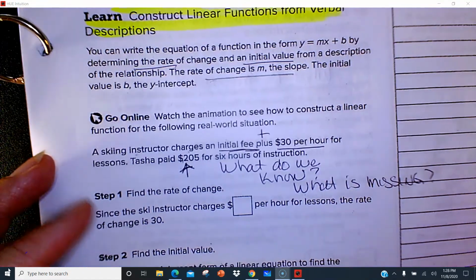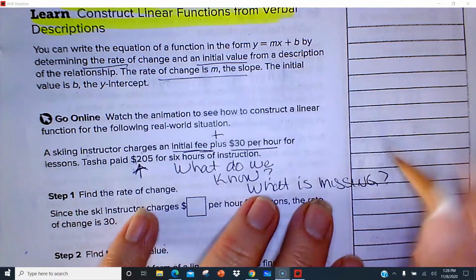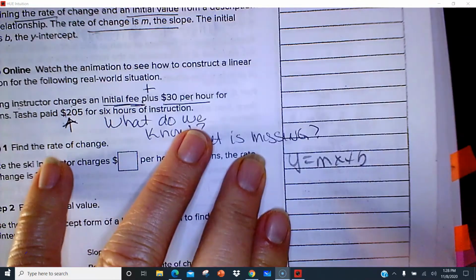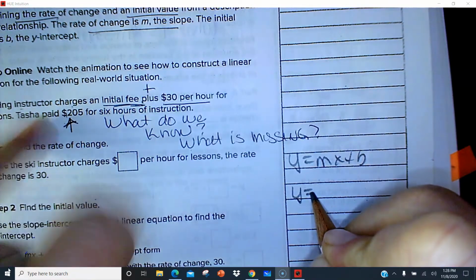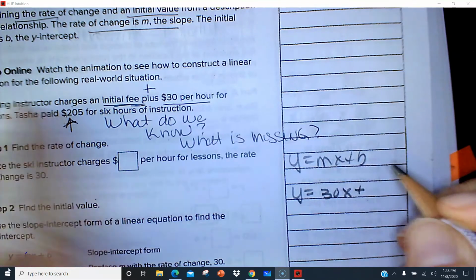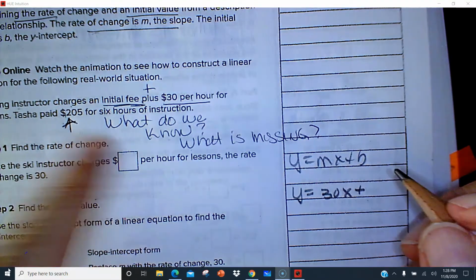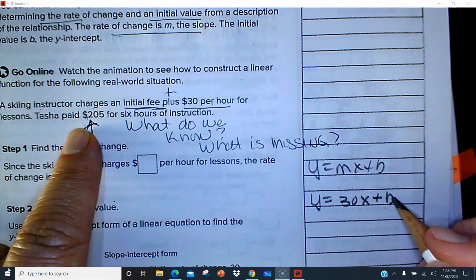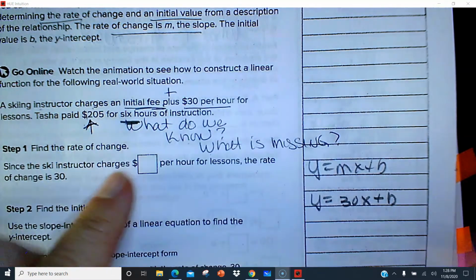Okay, so I have my y equals mx plus b. I have y equals, what's my rate? $30 per hour. And, oh, hang on a second. $205, that's not my b. But I have my 6 hours. Okay, hang on.